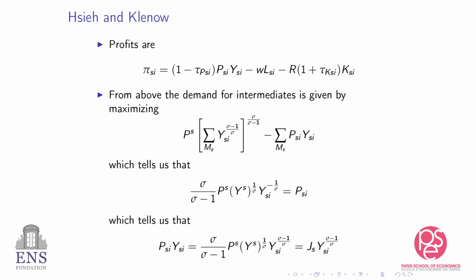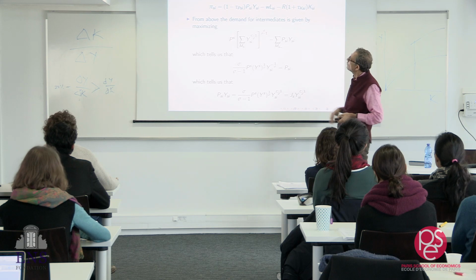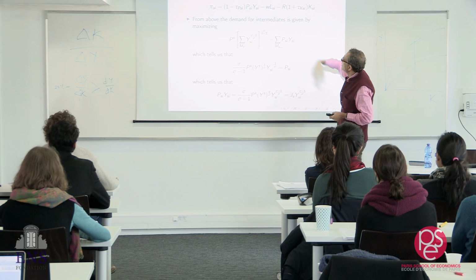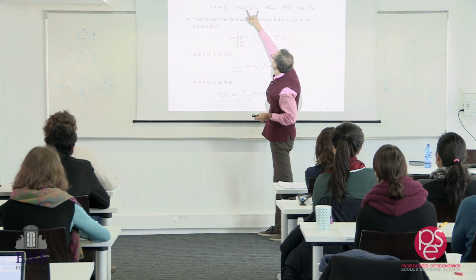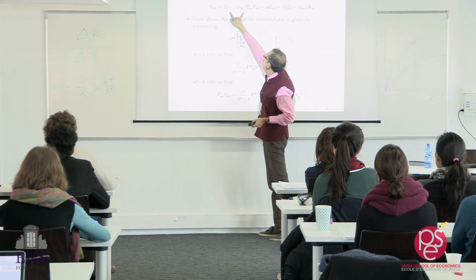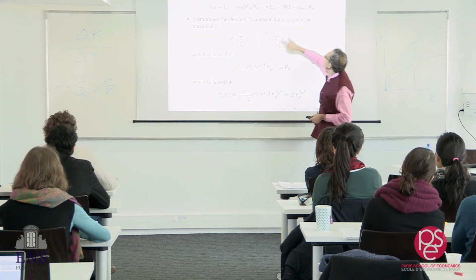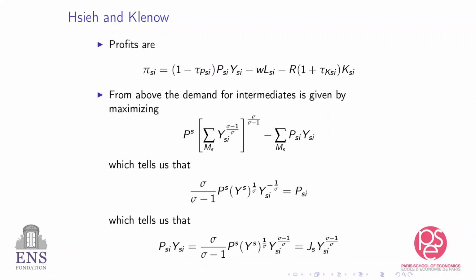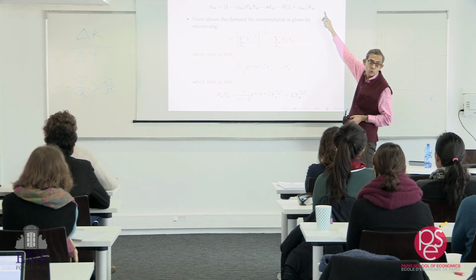Then what they do, and I'm not going to go through the algebra because we don't have time for it, is write down an expression for profits. This is the value of what you sell. This is how much you pay in taxes. This is your wage. This is how much you pay on capital. If this expression doesn't make sense to you, then I have said something wrong, but it should immediately make sense to you.